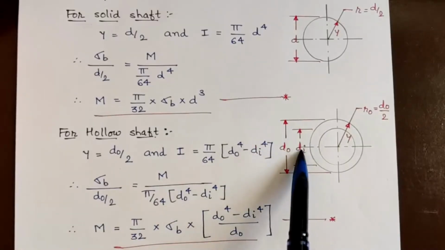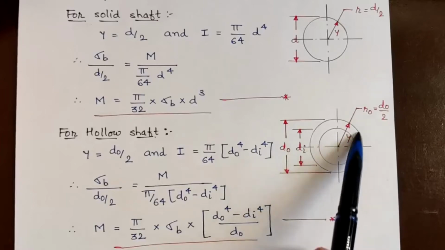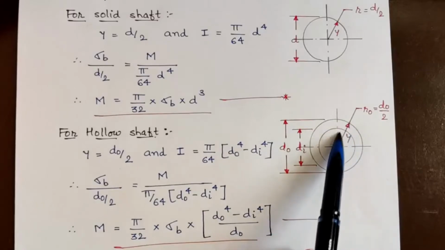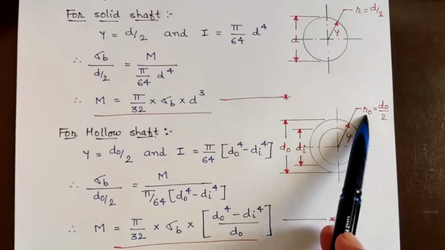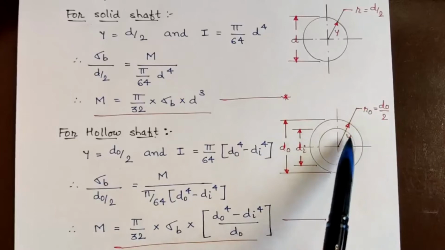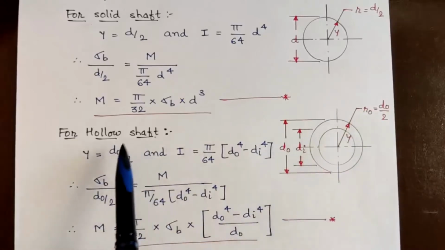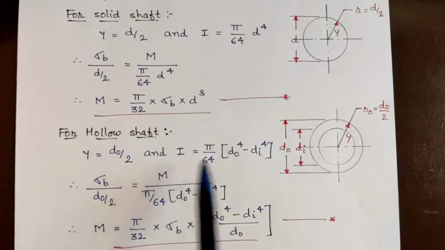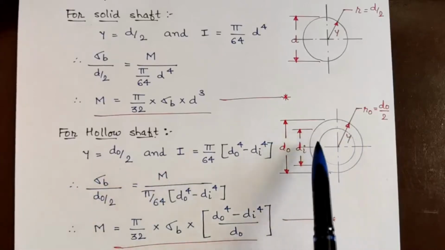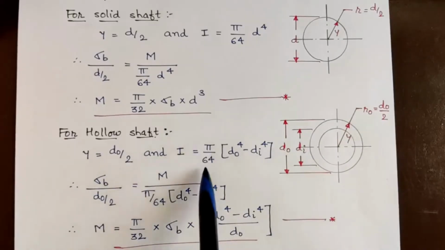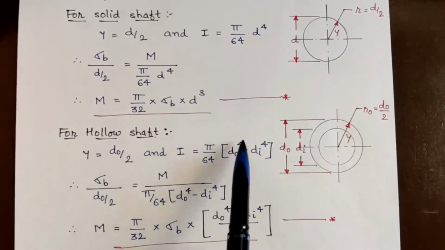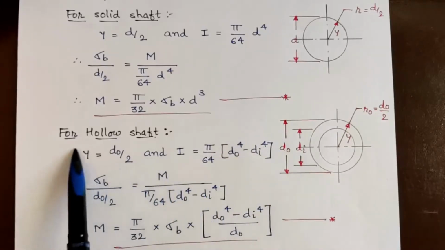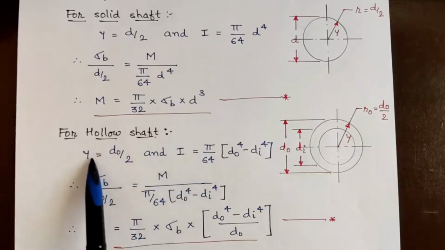Now for hollow shaft, let us consider this cross-sectional area having outer diameter do and inner diameter di. So the distance of extreme layer from neutral axis will be the outer radius. Here outer radius is Ro, it will be do by 2 and that will be our y. So y is equal to do by 2, and I, the moment of inertia for this hollow circular section, is pi by 64 into do raised to 4 minus di raised to 4.